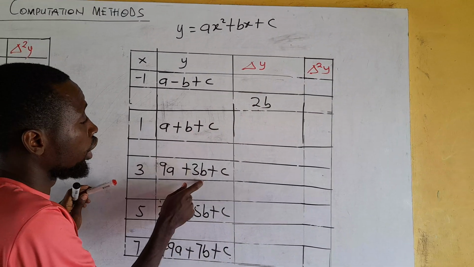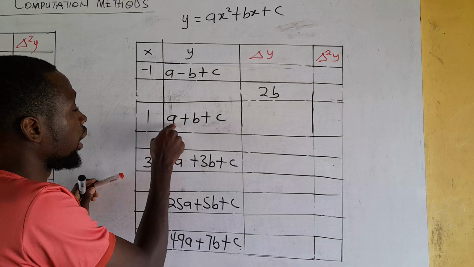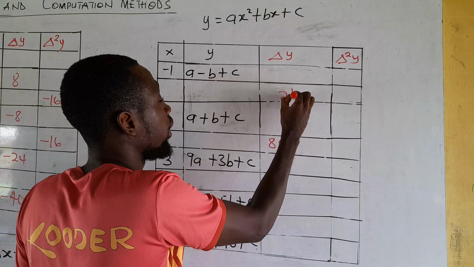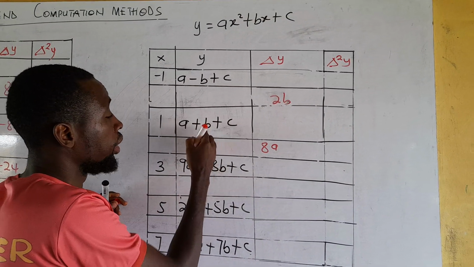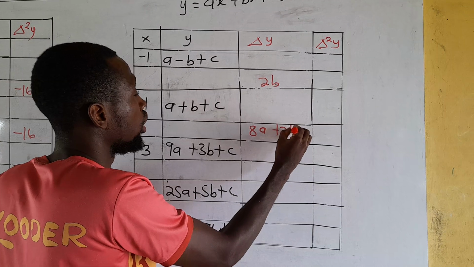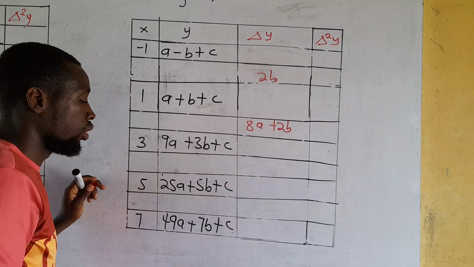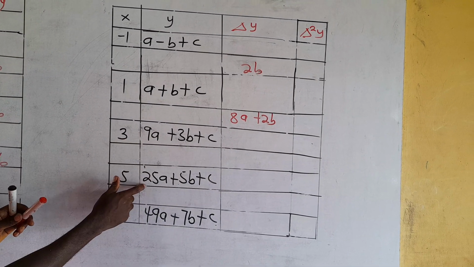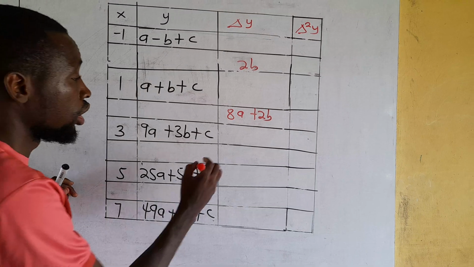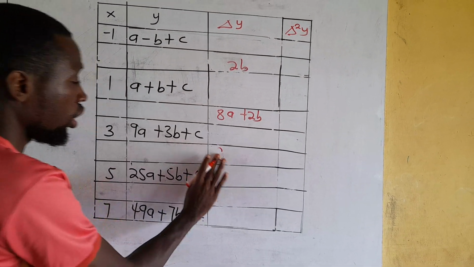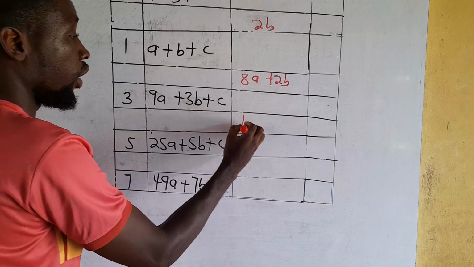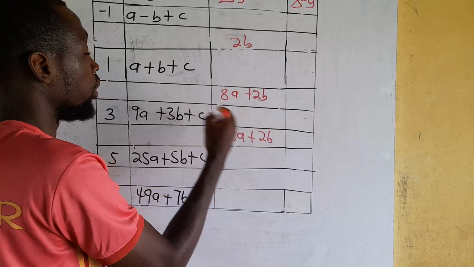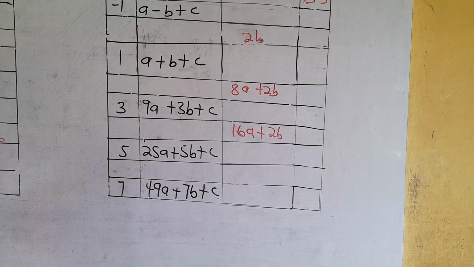Now we find the difference between this and this as well. 9a minus a, that will be 8a. Let me write this with red. Then 3b minus b, that will be 2b. C minus c will give us 0. Then this and this. 25a minus 9a, that will give us 16a. Then 5b minus 3b, that will be 2b. C minus c will give us 0.